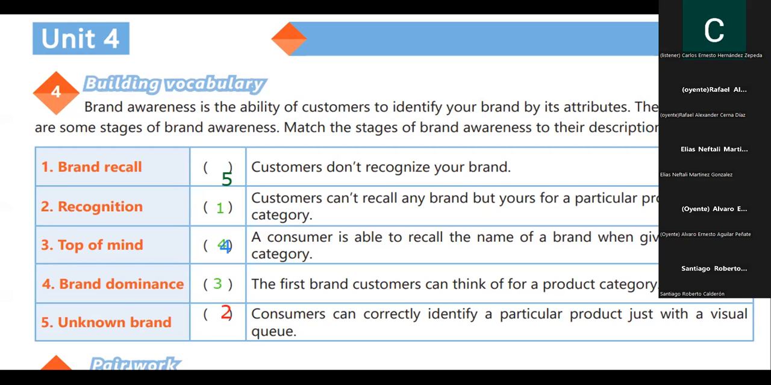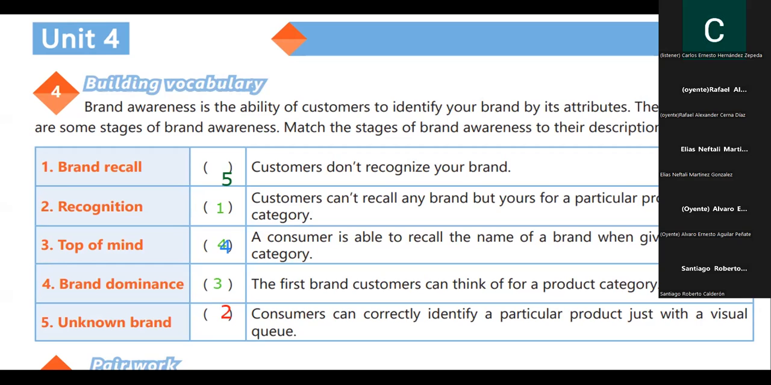For example, if I say something about beverages, and you think about one brand of beverage, like for excellence would be Coca-Cola, right? So that's dominance. And sometimes you can think about any other after you do some reasoning, and you bring to your mind some other products. But dominance is that you can't recall any brand but yours, for a particular product.